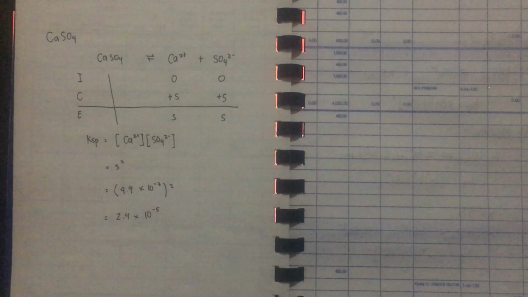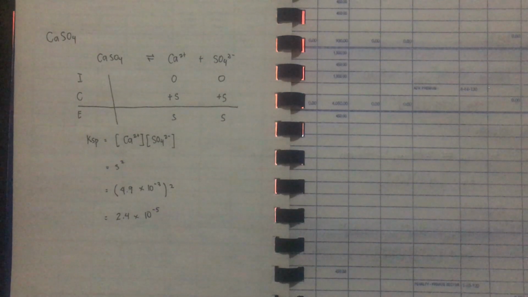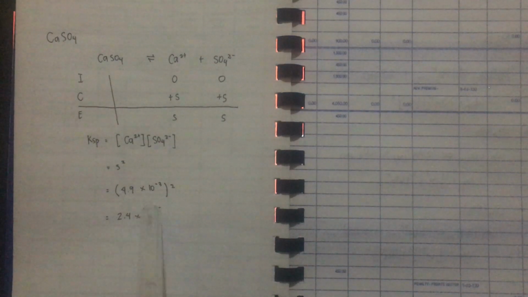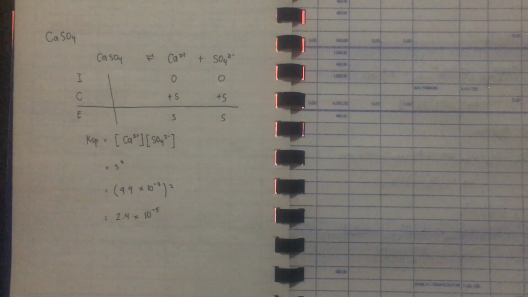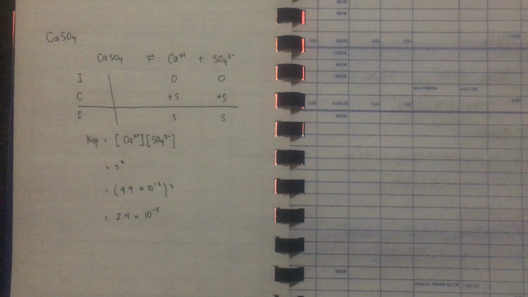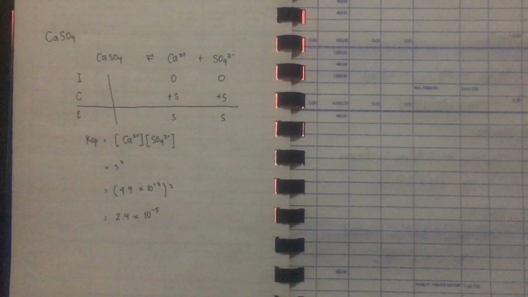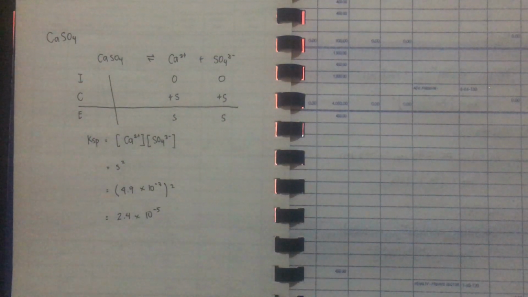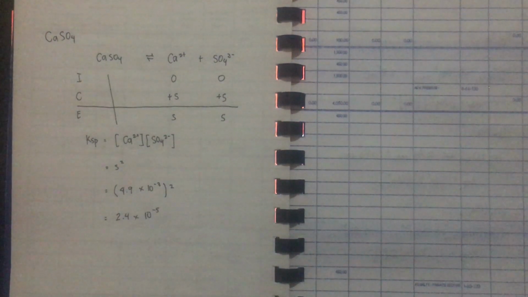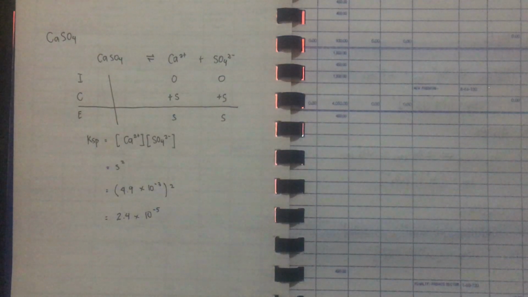It is given in the problem. So you'll just plug in 4.9 times 10 to the negative 3 and then square that, so you'll get the KSP, which is equal to 2.4 times 10 to the negative 5. Again, KSP here is just like any other KEQ which has no unit. So even if S, the molar solubility, has the unit mole per liter, we do not have a unit for the KSP.